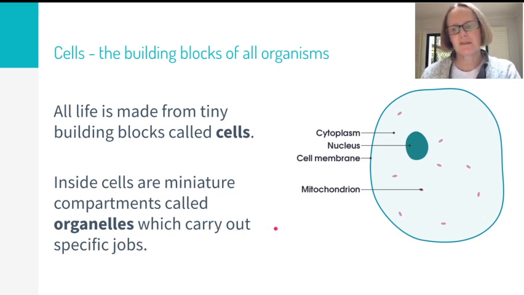So for a start, it's very small. There's no scale on here, but we could be talking a tenth of a millimeter, or probably even smaller than that, for an animal cell. You will see that surrounding the edge of the animal cell there is a cell membrane. This is really important for controlling what goes in and out of the cell.